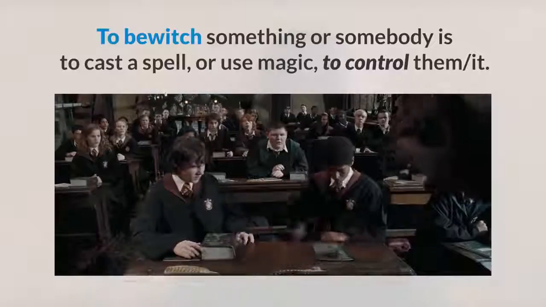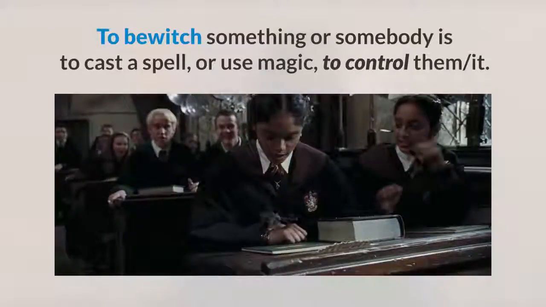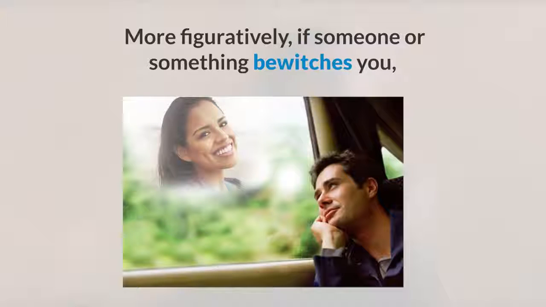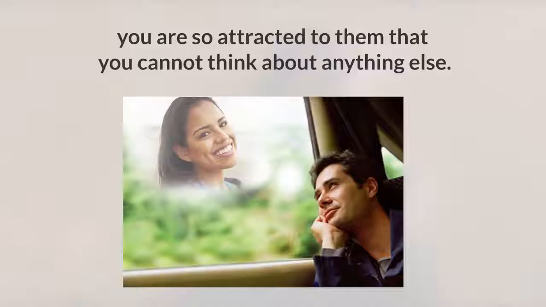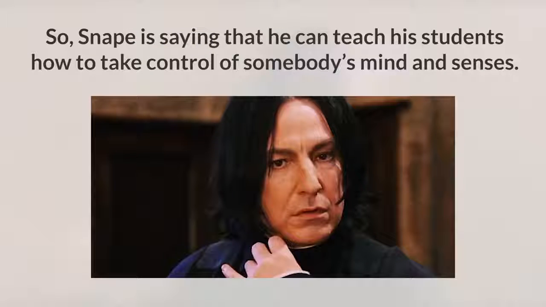To bewitch something or somebody is to cast a spell or use magic to control them or it. More figuratively, if someone or something bewitches you, you are so attracted to them that you cannot think about anything else. To ensnare is to catch or capture somebody or something, like in this picture. So Snape is saying that he can teach his students how to take control of somebody's mind and senses.